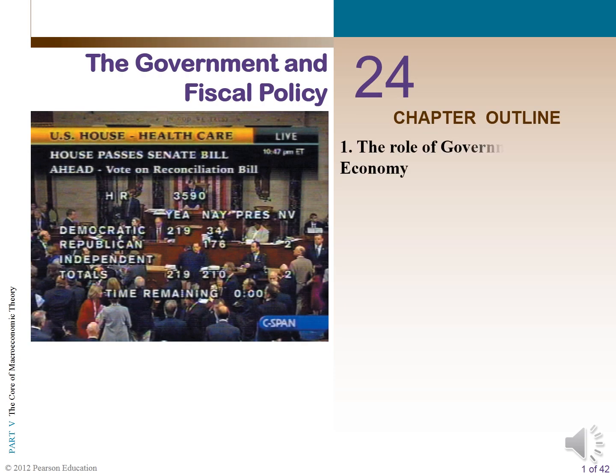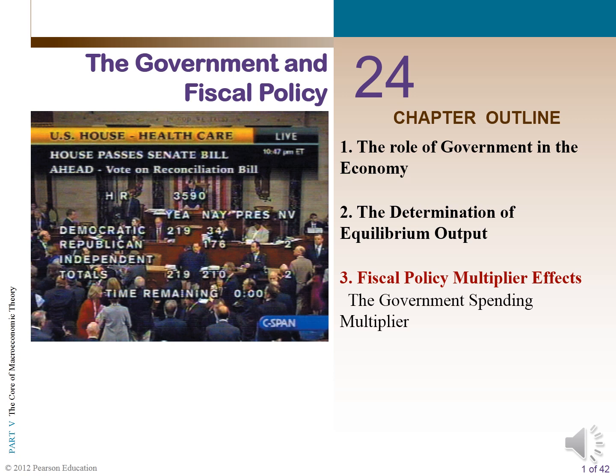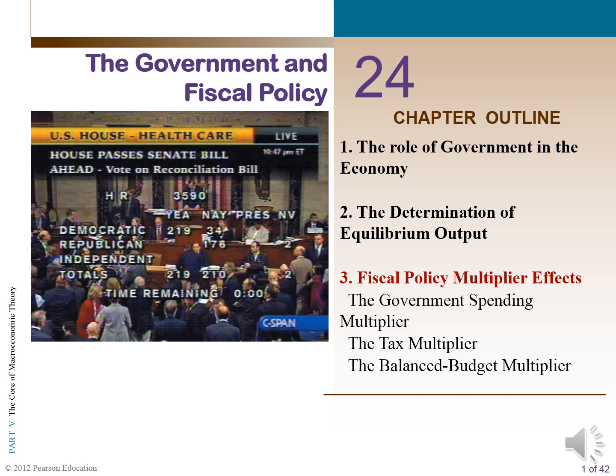Bismillah ar-Rahman ar-Rahim. Last lecture we finished the first two parts from chapter 24, which is government and fiscal policy, and today we are going to finish the last point in this chapter, which is fiscal policy multiplier effects. This point consists of the government spending multiplier, tax multiplier, and the balanced budget multiplier.